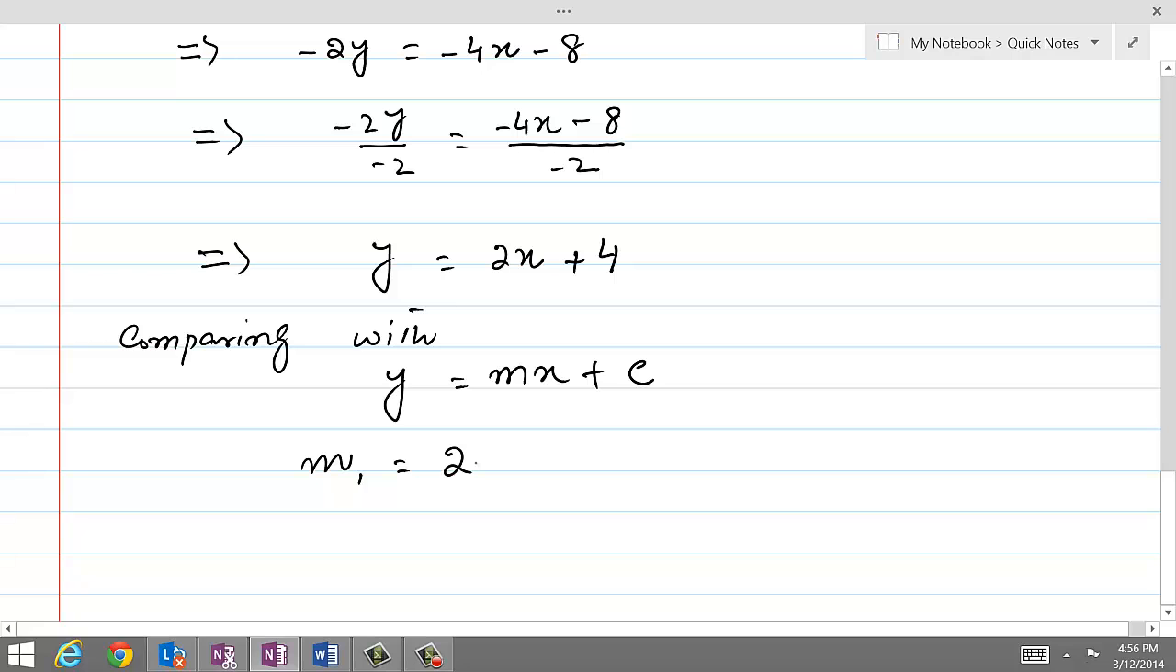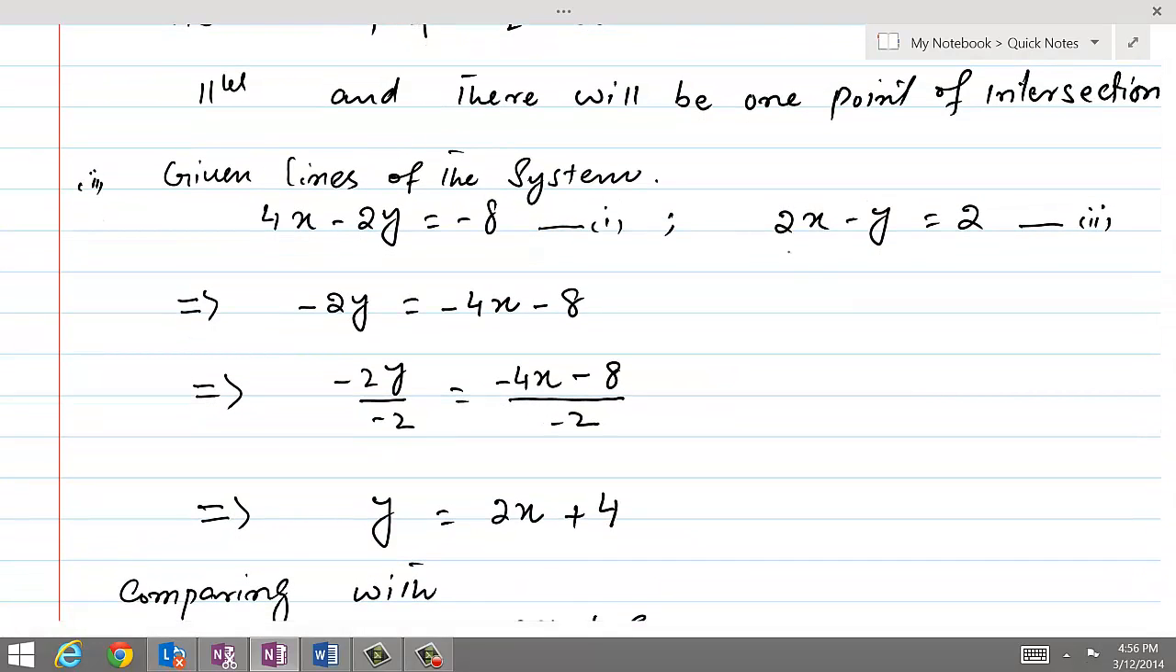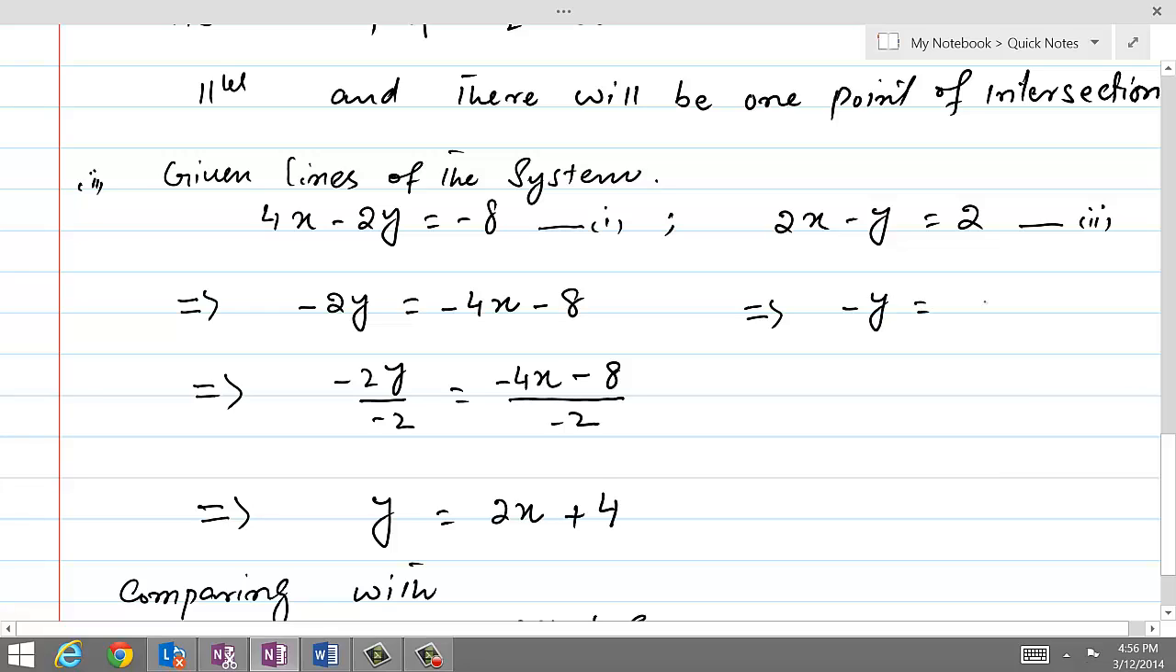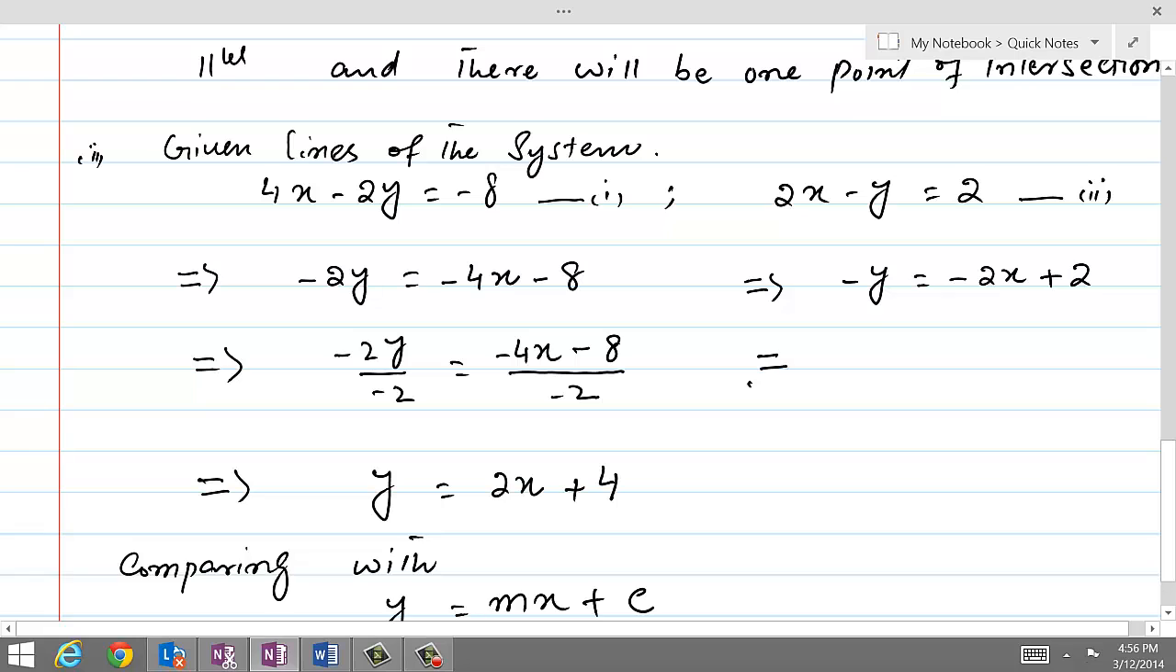And let's find out the slope for the second equation. First we need to isolate y. For that we are going to keep minus y on this side while transferring 2x on the other side, making it minus 2x plus 2, and then dividing both sides by minus 1. Minus y divided by minus 1 is equal to minus 2x plus 2 divided by minus 1 will give us y equal to 2x minus 2.